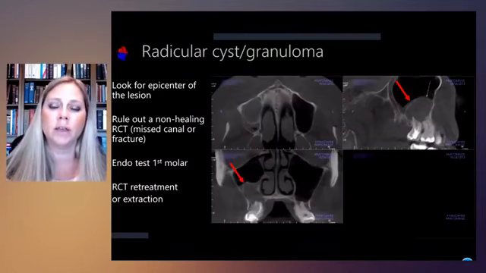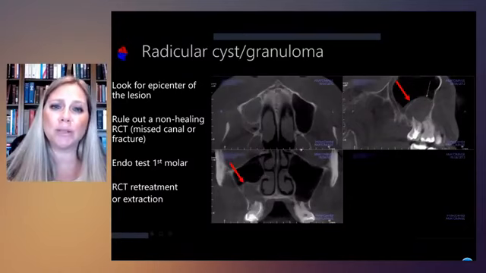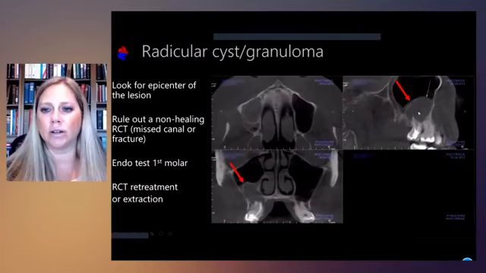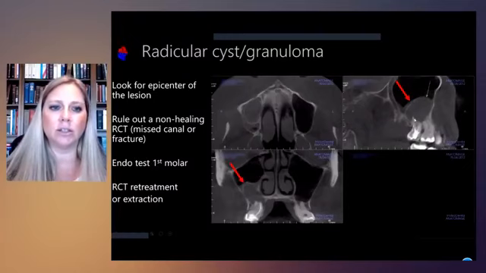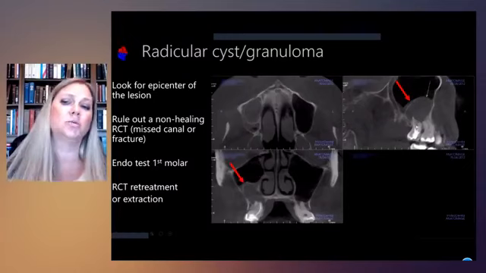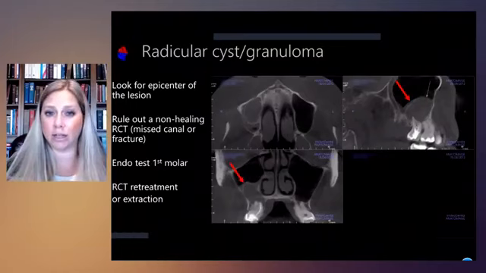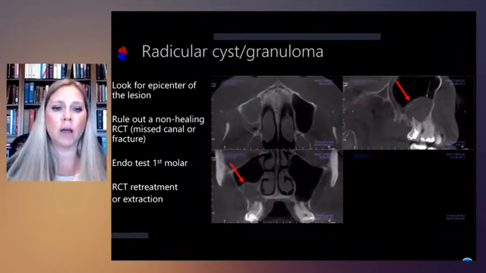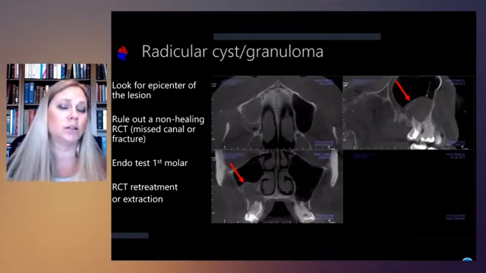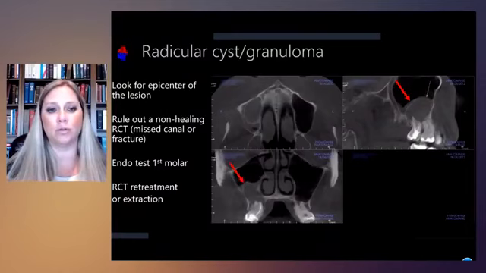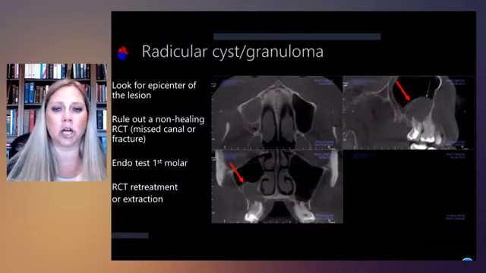source for this. The next thing we want to do is figure out the epicenter of that. So where is our epicenter? Well, it looks like it has to do with our root canal treated tooth. And so we want to rule out a non-healing root canal treated tooth. Perhaps we have a missed canal, or perhaps we have a root fracture. So we definitely want to look at the epicenter of that.